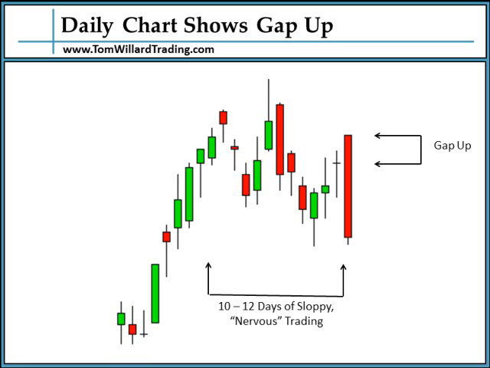This daily chart shows the gap up in the particular issue. You can see it's making a weak attempt at a move higher, and you'll see the sloppiness here, 10 to 12 days of sloppy, nervous trading, which means there's a lot of gaps, there's a lot of engulfing candles where the ranges are wide and whippy, showing indecision, uncertainty. And now we've got 2 days where we've closed higher, and then we have a gap up. And this is a prime situation where with training you can look to short this.